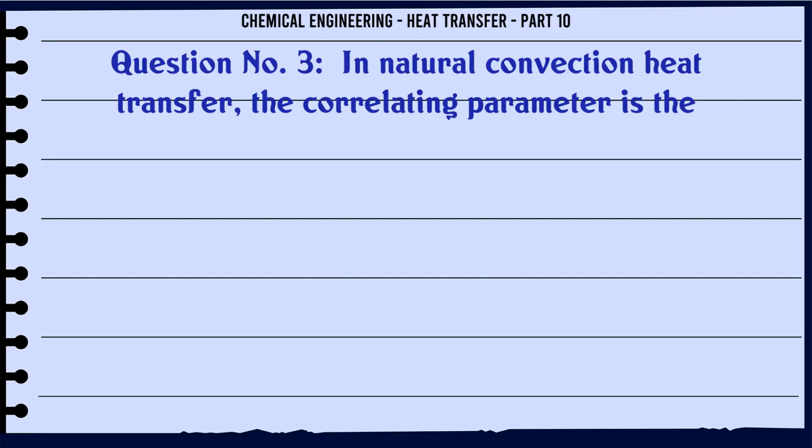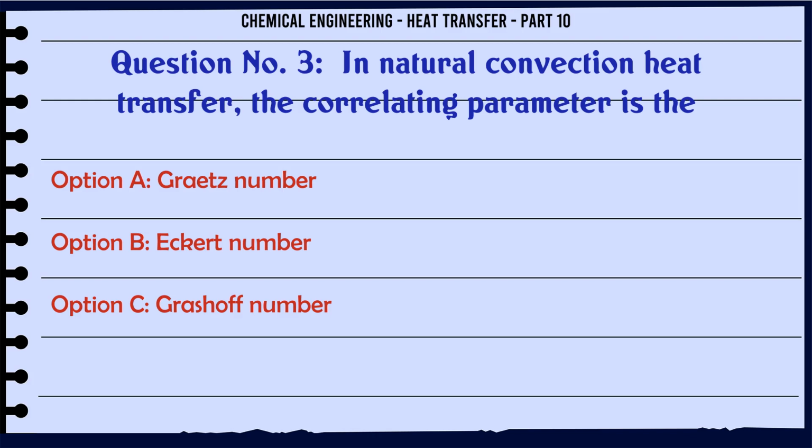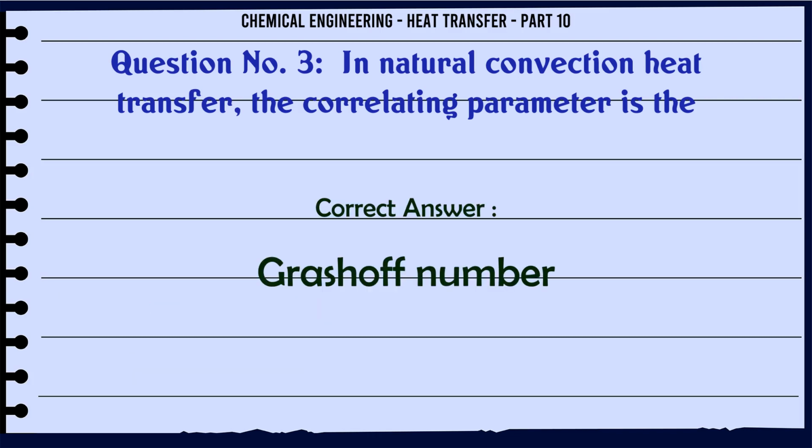In natural convection heat transfer, the correlating parameter is the A. Grashof number, B. Kate number, C. Grasshopper number, D. Bond number. The correct answer is Grasshopper number.